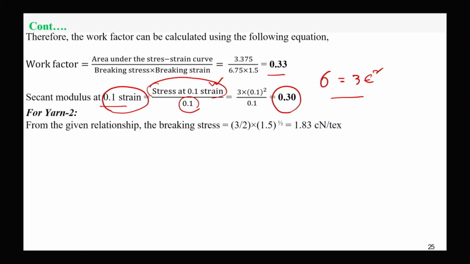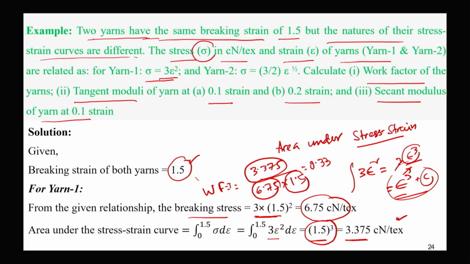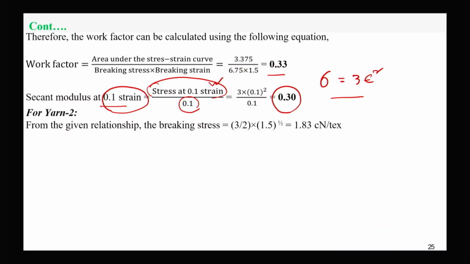And for yarn 2 the relationship is given as sigma equals 3 by 2 epsilon to the power half. If we want to calculate the breaking stress at the breaking strain, which was given as 1.5, we can calculate the breaking stress, 1.83 centinewton per tex, using the relationship directly.